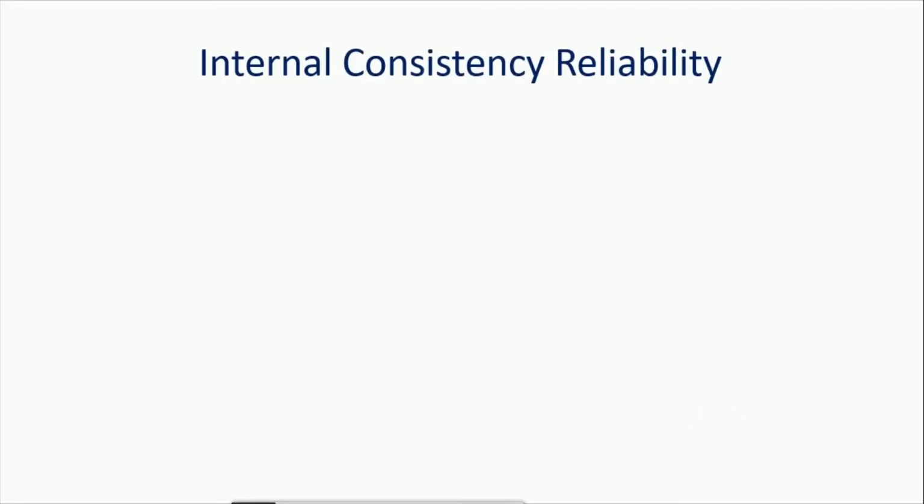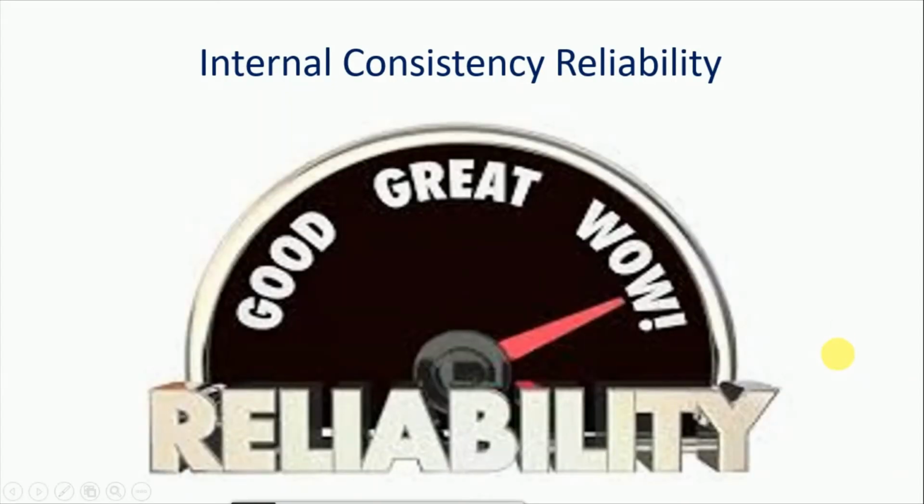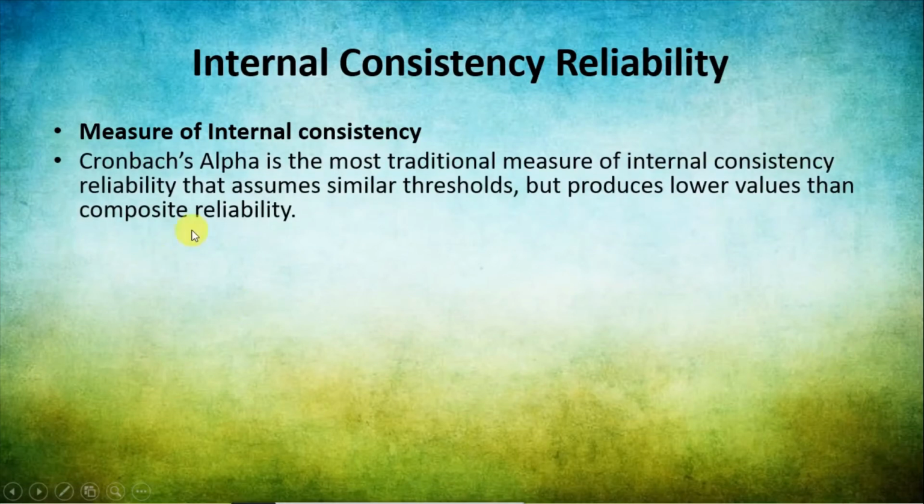Internal consistency reliability. There are three types of internal consistency reliability, which are Cronbach's alpha, composite reliability, and Rho A. Cronbach's alpha is the most traditional measure of internal consistency reliability that assumes similar thresholds but produces lower values than composite reliability. Cronbach's alpha measures the consistency in correlation among the indicators or items or questions that are gauging or measuring some latent construct. The threshold for Cronbach's alpha is a minimum of 0.60.